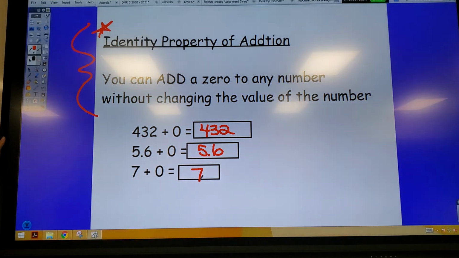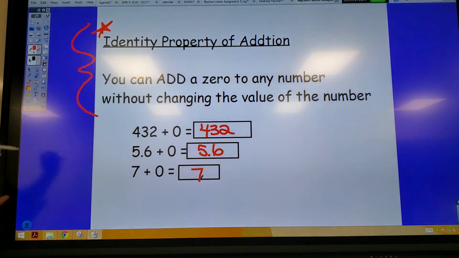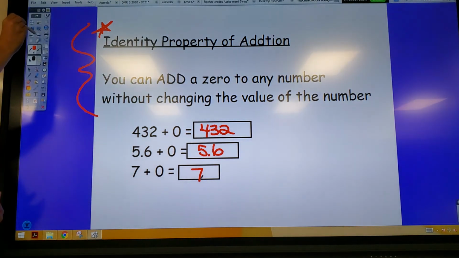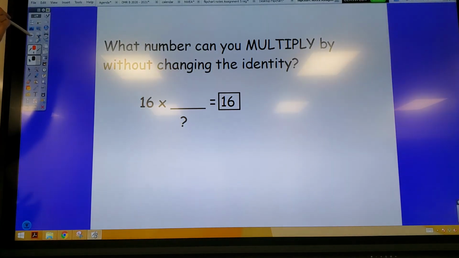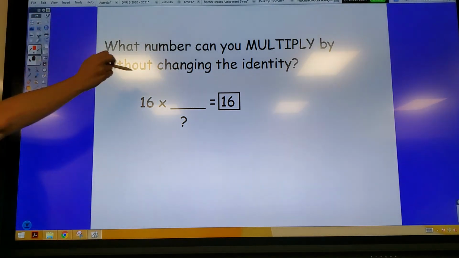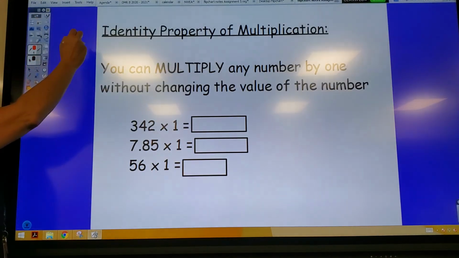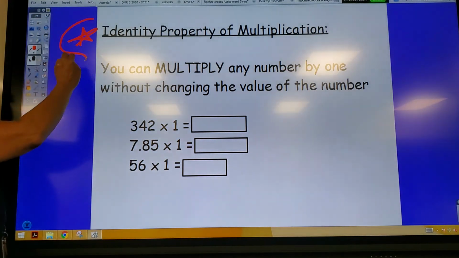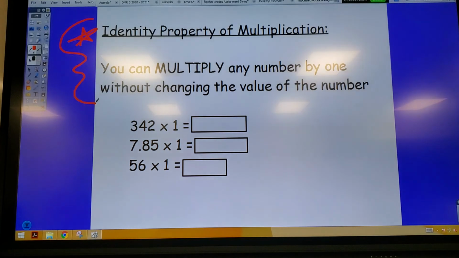It only works for addition? Well, could we say that multiplying by 0? Okay. So it has to be a different property. The identity property of addition is different than the identity property of multiplication. So let's go ahead and say why. In the identity property of multiplication, you could multiply by 1. So that's the identity property of multiplication, okay? It says that you can multiply by 1 without changing the value of the number.